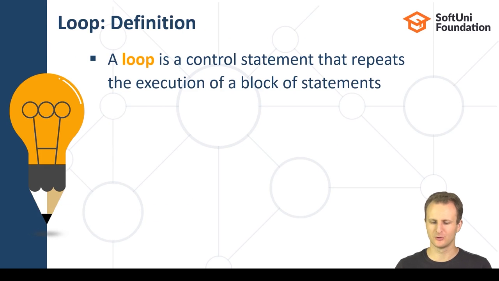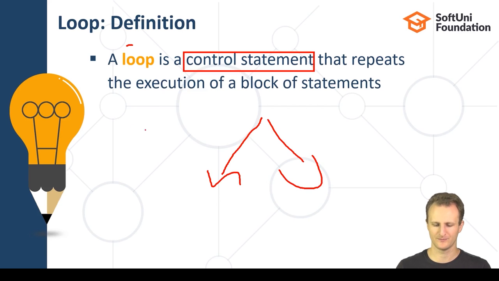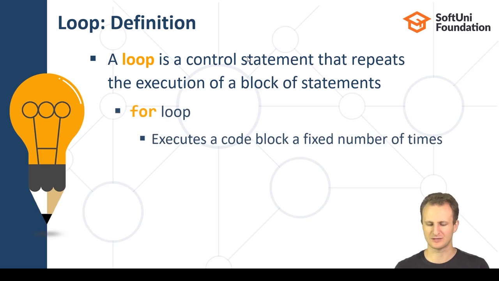So what are loops actually? Loops are so-called control statements, the same way that the conditional statements, if and else, are control statements. They control the execution of your program. You know, an if statement branches your program and does one thing or another thing, whereas a loop does one thing if the condition is true, and then repeats to check the condition, and if the condition isn't true, then it breaks out of that loop. Okay, so that's what a loop does.